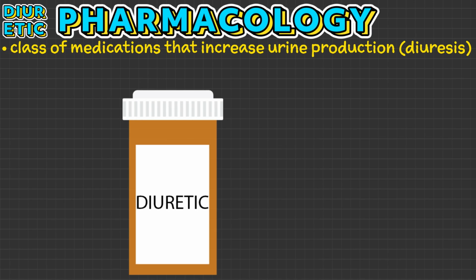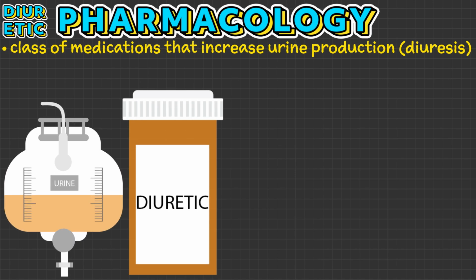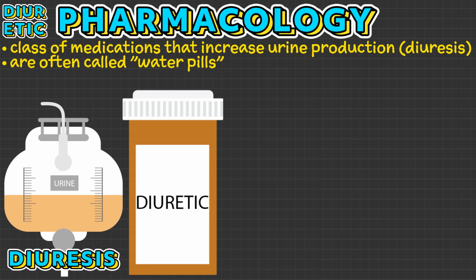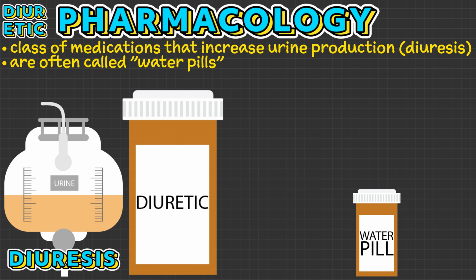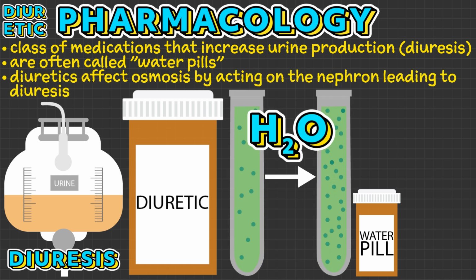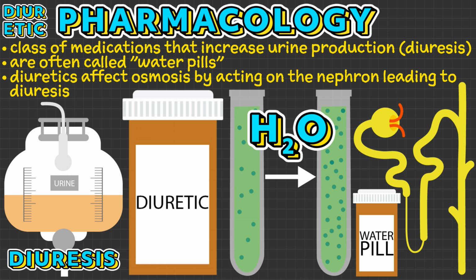Diuretics are a class of medications that increase urine production, a process known as diuresis. Due to this effect, they are often called water pills. Diuretics affect osmosis by acting on the nephron, or the functional unit of the kidney, leading to diuresis. Therefore, to understand diuretics, it is essential first to grasp the function of a nephron and the concept of osmosis.